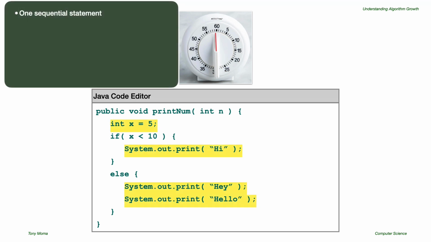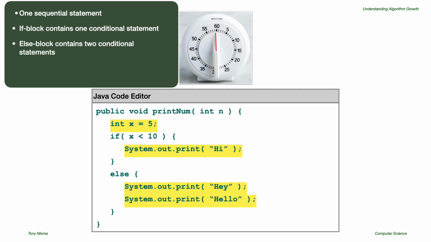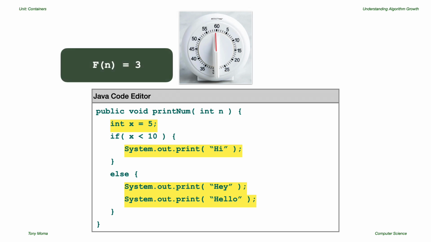Well, the method starts off with 1 sequential statement, int x equals 5. Then we have an if block that contains 1 conditional statement, and an else block that contains 2 conditional statements. And since we know that only one of these blocks can get executed, and we're focused on the worst case scenario, we're going to count only the block with more conditional statements, which is the else block, which contains 2 conditional statements. So our total runtime will be 3.